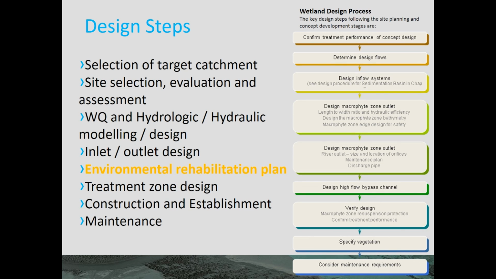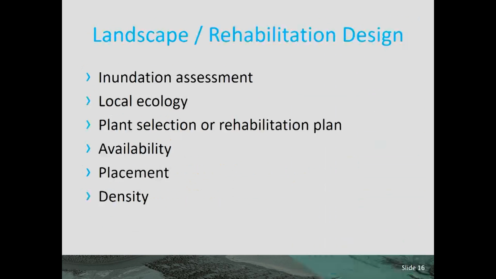You've still got the treatment zone design, which forms part of the environmental rehabilitation plan. You've still got inlet and outlet systems you've got to organise and figure out. You've still got construction and establishment you've got to worry about, and there's still maintenance. It might not be as much, or it might be more, depending on the situation, but the same design steps generally follow. So I'm not going to talk about all those other steps because we've talked about that in the previous presentation. I want to talk about landscape and rehab design and how we can design a landscape scale wetland so we don't have to plant 6 plants per square metre.